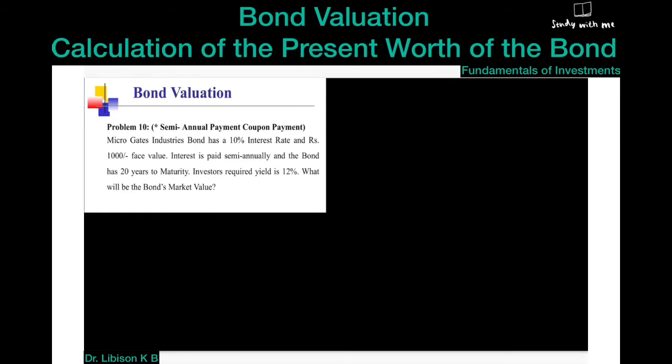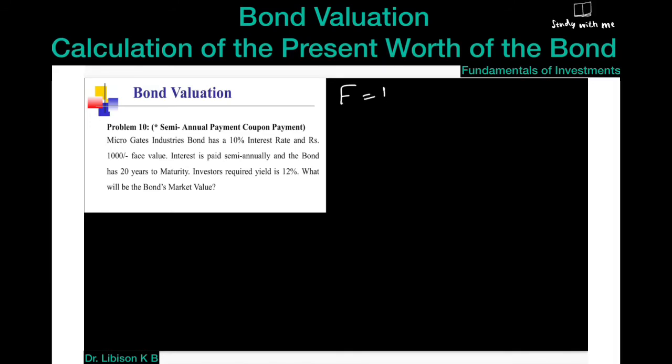Okay, move to the 10th problem. In this problem, there is something you have to keep in mind. Interest rates or coupon rate is paid semi-annually. So using the same formula, we are going to solve it, but we will make 3 changes, or you have to make 3 tweaks in the figures before you apply the formula. What are these changes you have to make? I will tell you. So let's read the problem first.